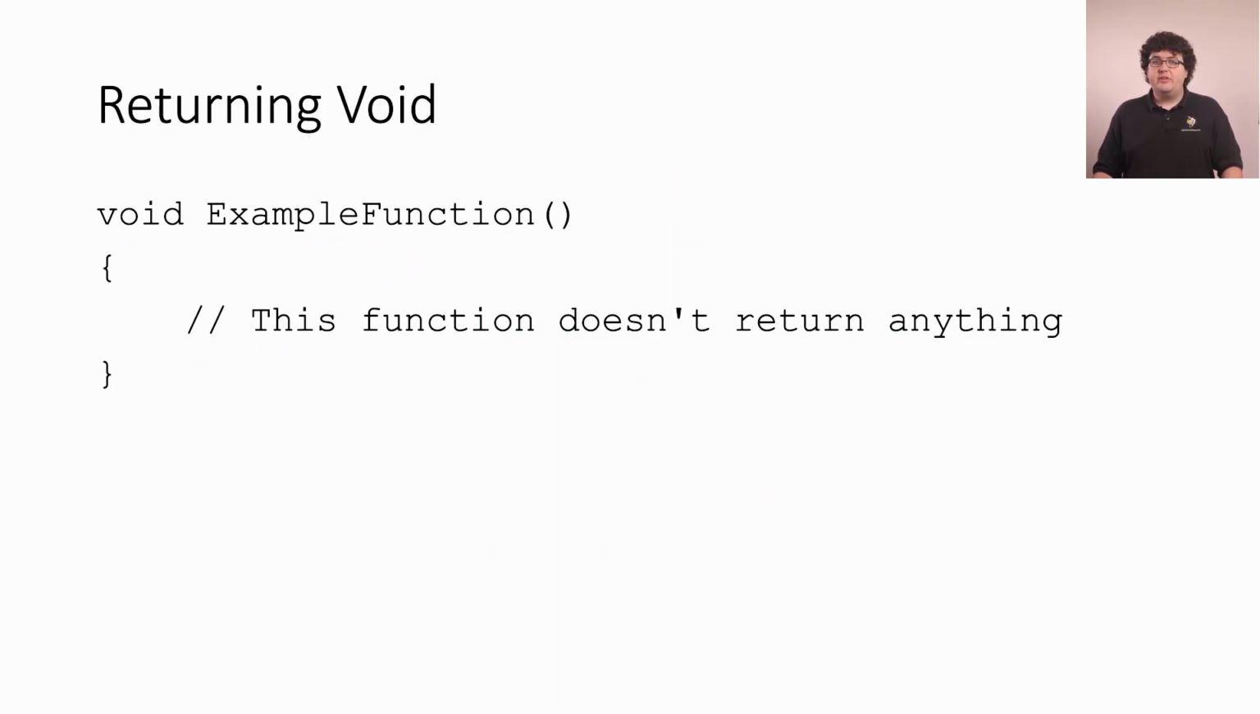Some functions have other side effects, like printing to the screen or sending a message over the network. Functions that don't need to return any value can use the special type void as their return type. This tells us that this function won't give the caller back any data when it returns.